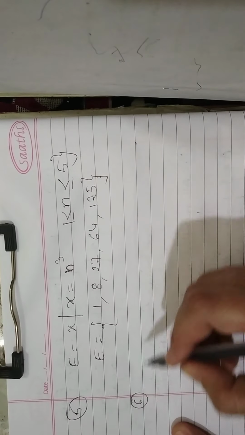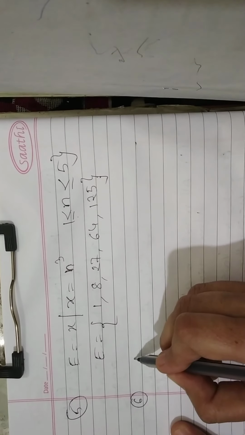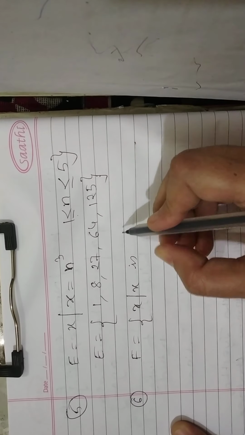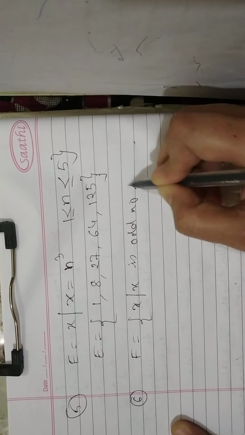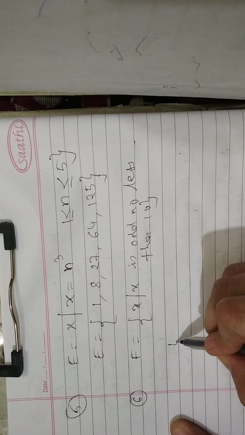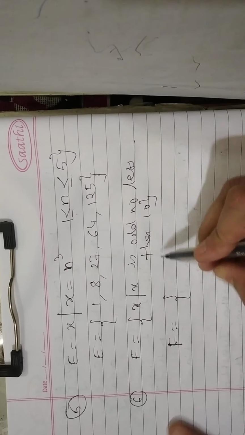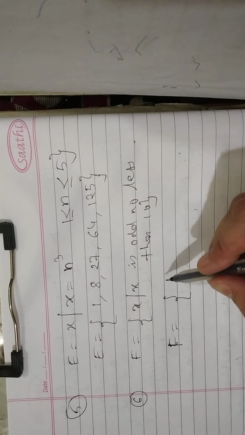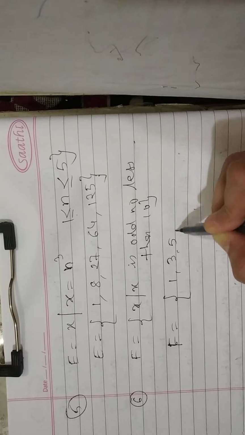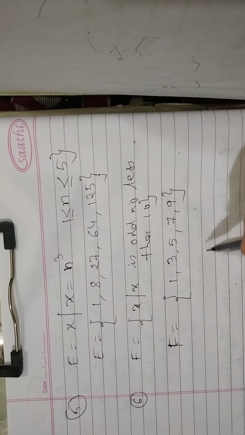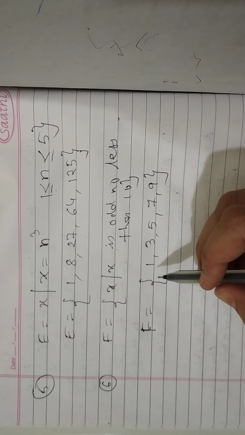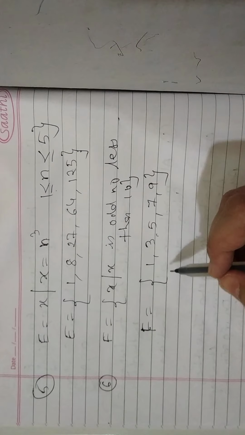Now we'll take another example. X is such that X is an odd number less than 10. So F is an odd number less than 10. What are we going to take as odd numbers less than 10? 1, 3, 5, 7, 9. So like this we are going to solve many examples of listing method to set builder form and set builder form to listing method.